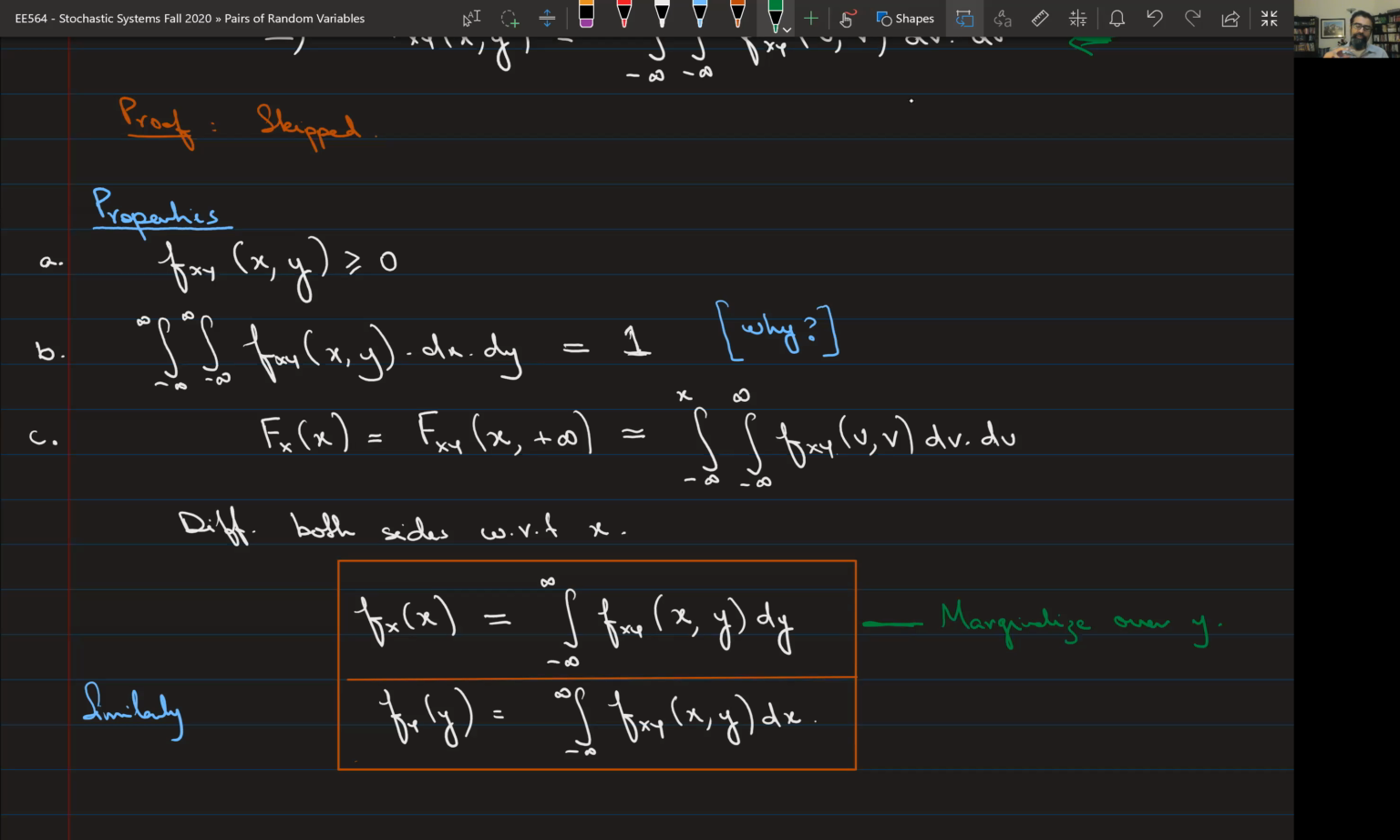So the joint PDF is a generalization, because it tells you a lot more than what the marginal PDFs are going to tell you. It's possible to go from the joint PDF to the marginal PDFs, and as we're going to see later, it's not always possible to go from the marginal PDFs to the joint PDF. So the joint PDF is a higher level of characterization. It provides more details about how the random variables are distributed or how they are related to each other. Similarly, this is marginalization over Y, and this is marginalization over X.